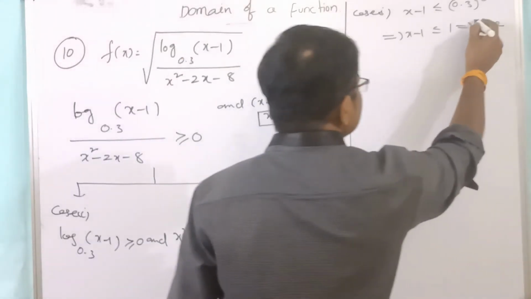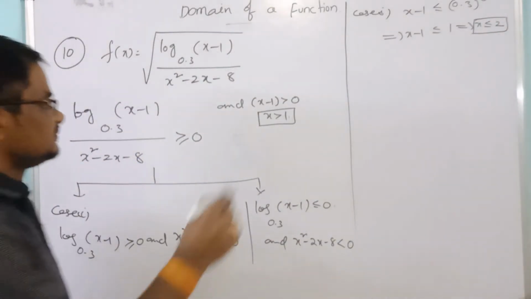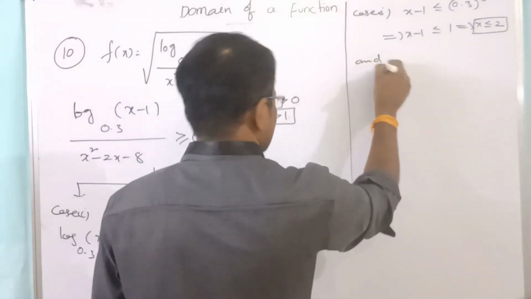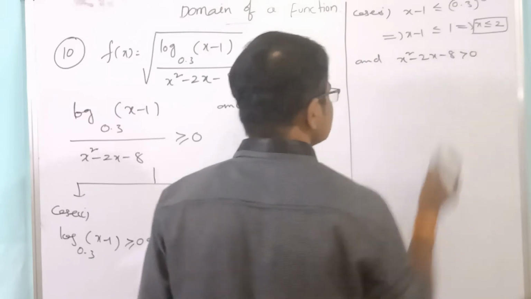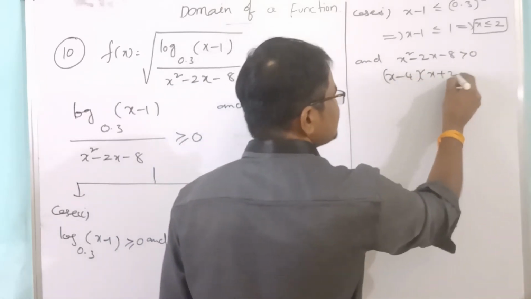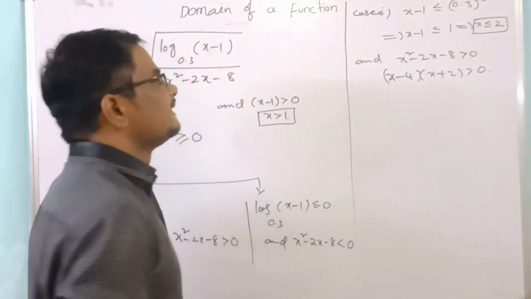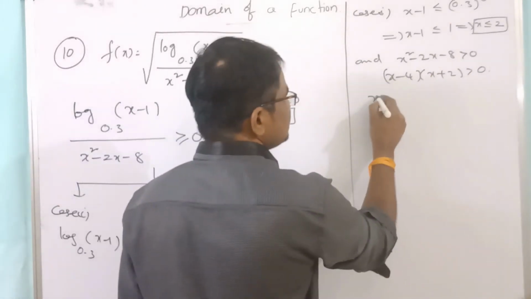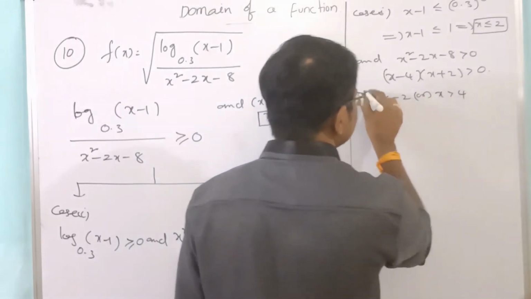Right? Next, and this one, x square minus 2x minus 8 greater than 0. Take the factors: x minus 4, x plus 2 greater than 0, right? So greater than 0 means x less than minus 2 or x greater than 4.